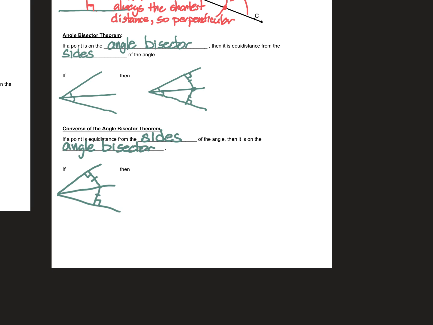Okay, so if a point is equal distance, equidistant, from the sides of the angle, right? So I have a point, it's equidistant from the sides of the angle, and I know that because I see these congruence marks, and also I see this 90 degree angle, okay? Then it is on the angle bisector. So if I see this, then I can conclude this, right? Without this being marked, if I see this, then I can conclude that these angles are congruent.